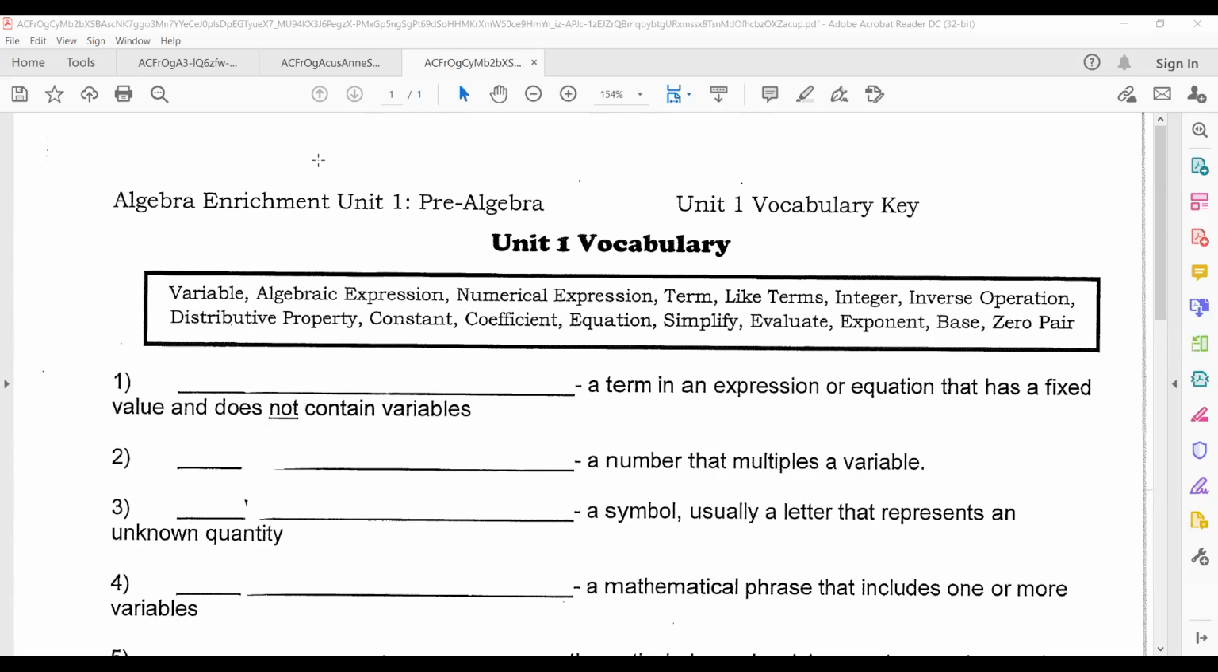No. The variable. It's the variable. Yep, variable. And the giveaway here is this. A variable: a symbol, usually a letter, that represents an unknown quantity.